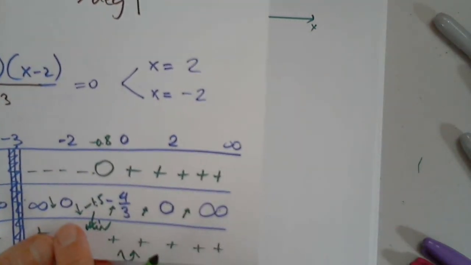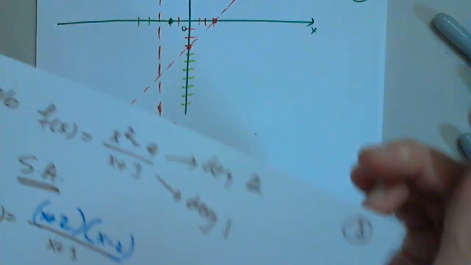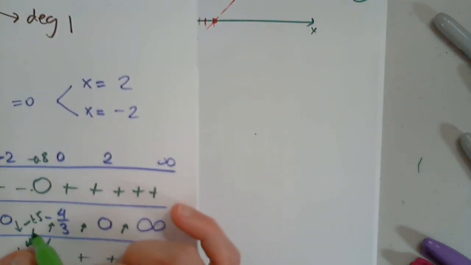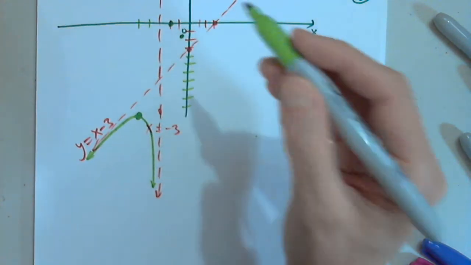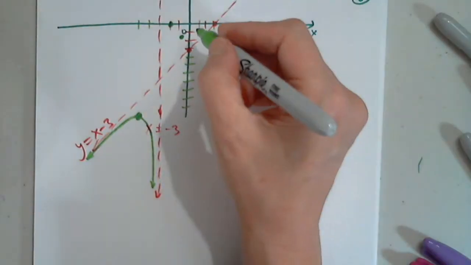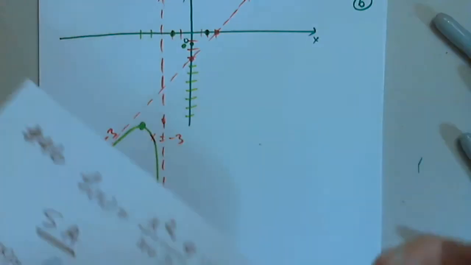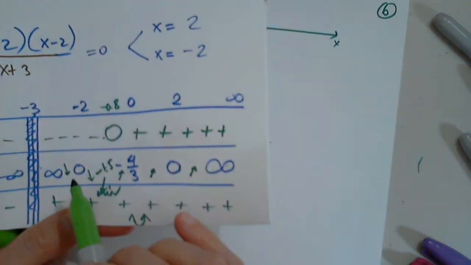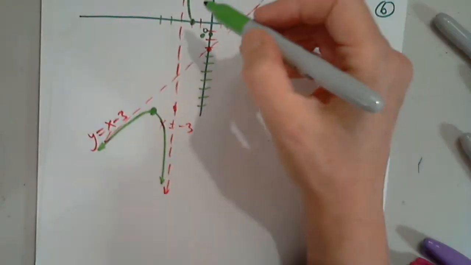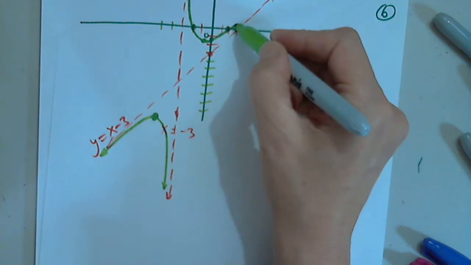Now, this side, I have negative 2 comma 0. I have negative 0.8 comma negative 1.5. I have 0 comma negative 4.3. This is kind of hard to present. I have 2 comma 0. So from infinity, crossing the x-axis, coming to a local minimum, crossing the y-axis, crossing the x-axis again, going towards infinity.